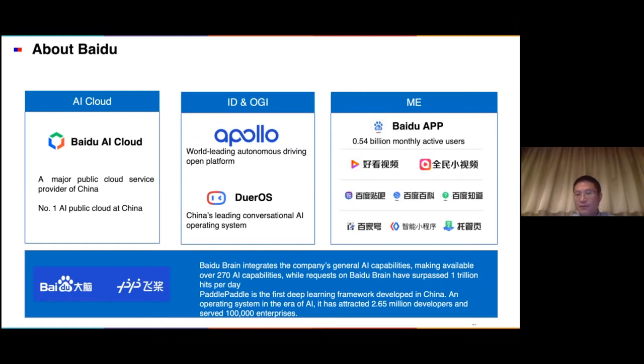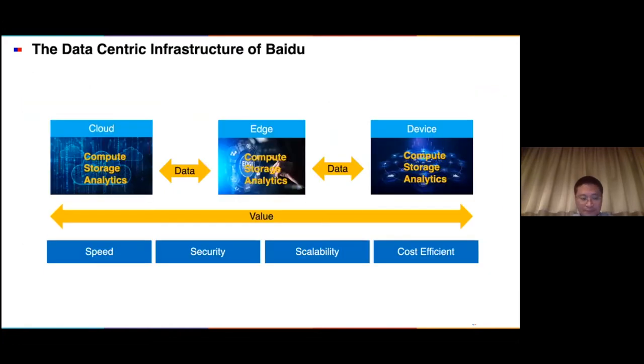Baidu's PaddlePaddle is the first deep learning framework developed in China, an operating system in the era of AI. It has attracted 2.65 million developers and serves 100,000 enterprises. As we can see, Baidu has a lot of applications and a lot of business. So Baidu has to deal with so much data and so many user requests each day. As a result, we have to make our infrastructure a data-centric system. As shown in this slide, Baidu's infrastructure is a huge distributed system, which includes data center, edge, and devices. In this distributed system, all the components are involved in compute, storage, and data analytics. By doing so, we can ensure we provide a satisfactory service to our customers in terms of speed, security, scalability, and cost.